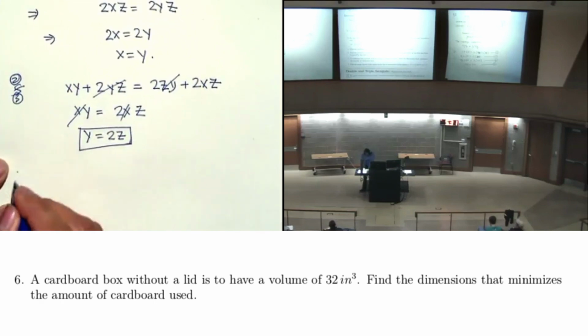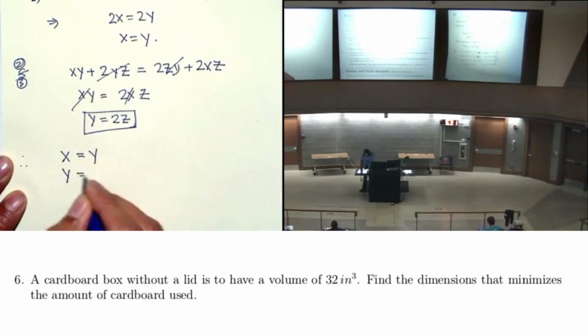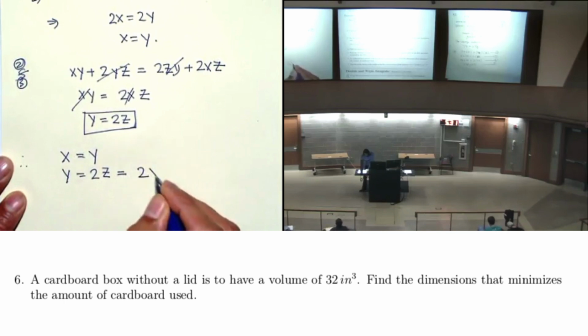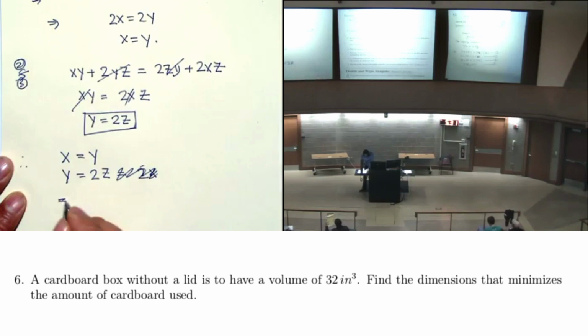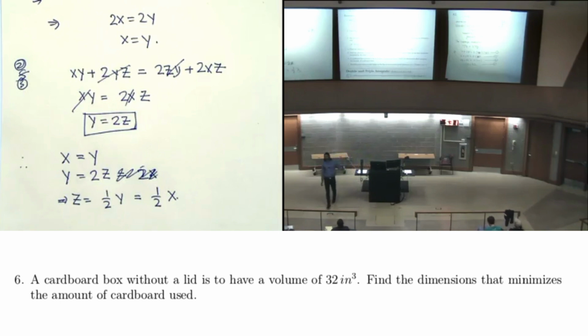Now I have two relations: x is equal to y and y is equal to 2z. This implies z is equal to 1/2 y, but y is equal to x, so z is 1/2 x. So I have the value of y in terms of x, and I also have the value of z in terms of x.